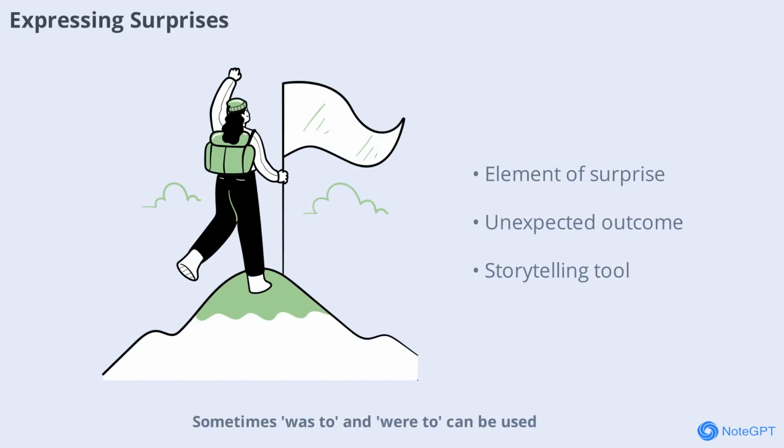Sometimes was to and were to can be used to express surprise about how things turned out. For example, no one knew that quiet student was to become a famous artist. This adds an element of surprise or irony to your story.